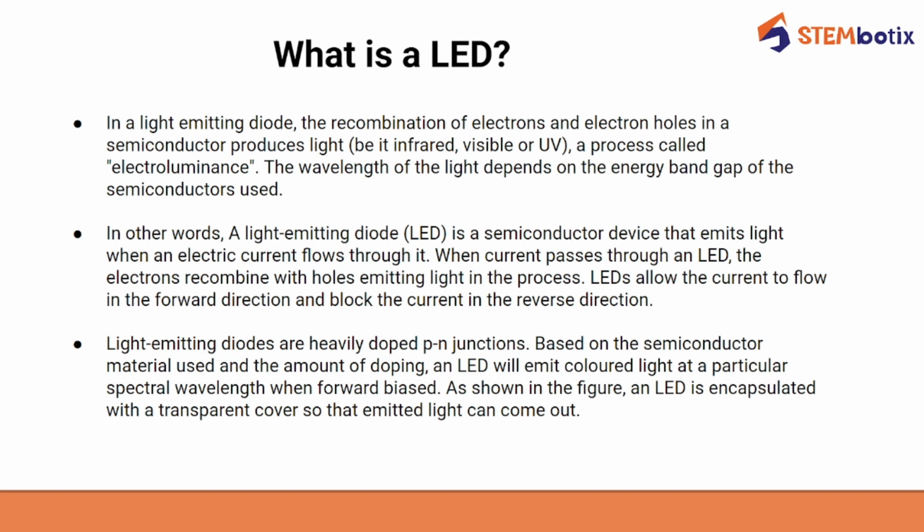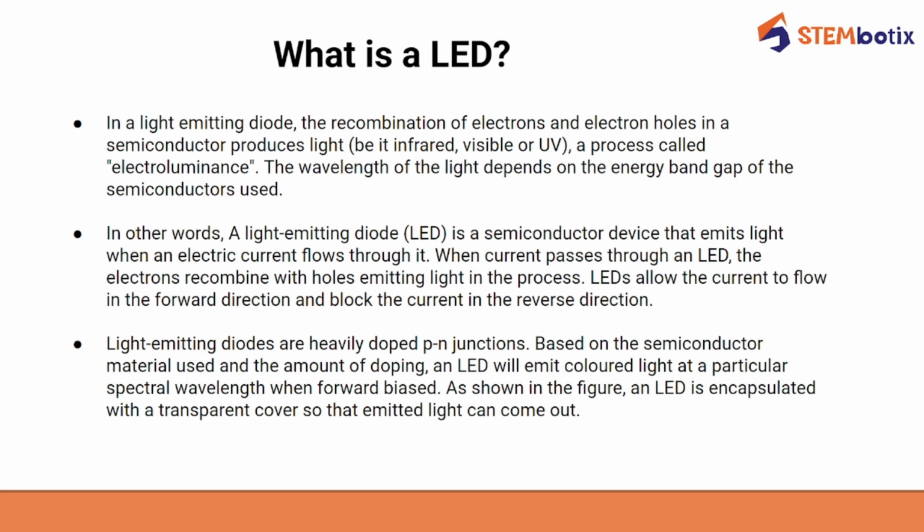The wavelength of light depends on the energy band gap of the semiconductors used. There are so many colors of LEDs available, and the color depends upon the semiconductor used and its energy gap. So different wavelengths of light are available. In other words, a light emitting diode is a semiconductor device that emits light when an electric current flows through it in forward bias direction. Thus, these are the devices which emit light.